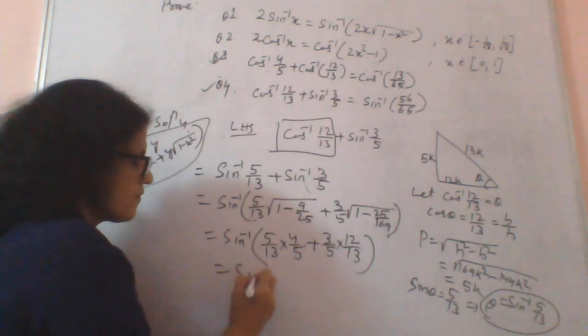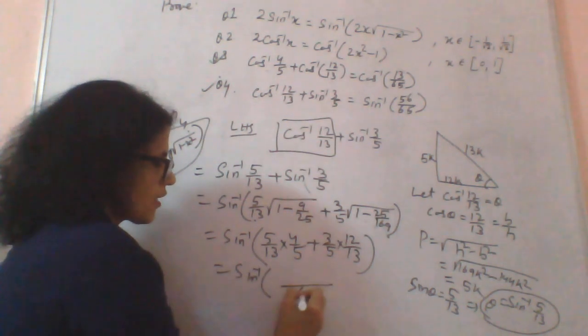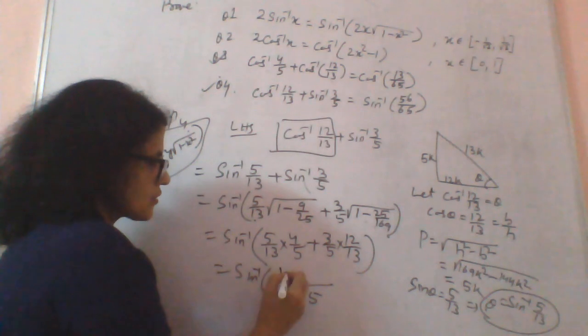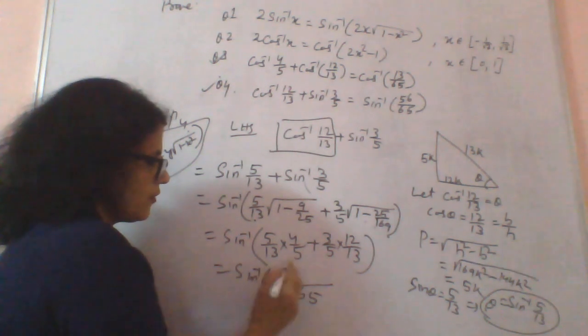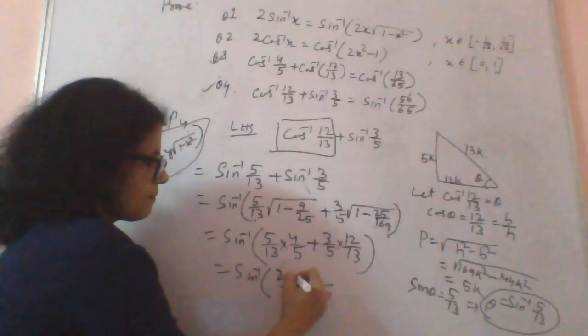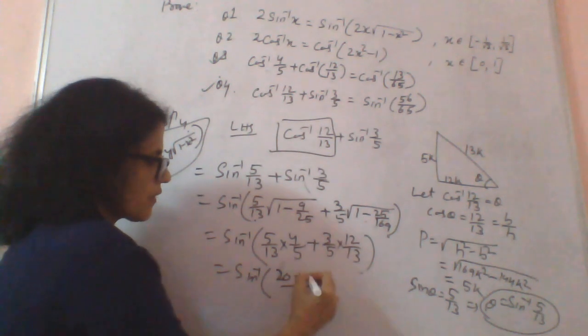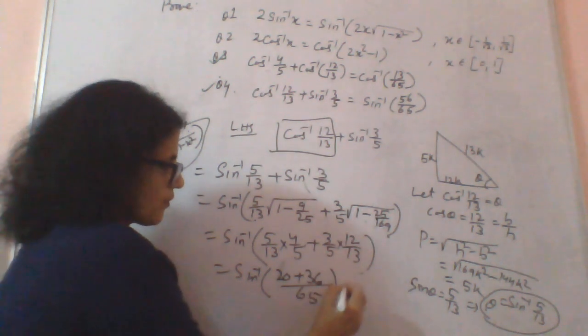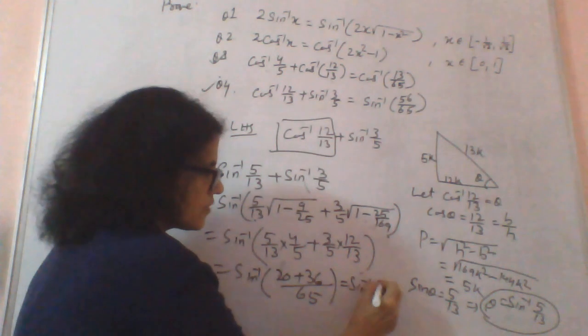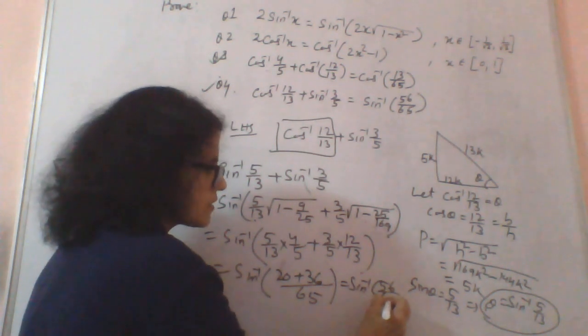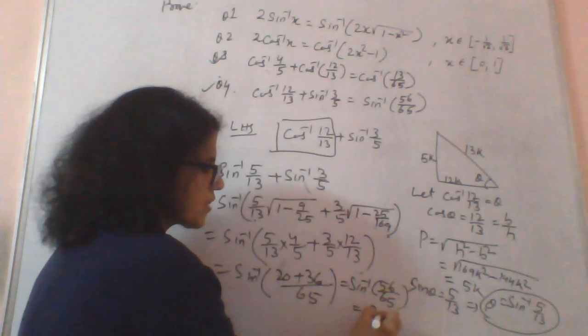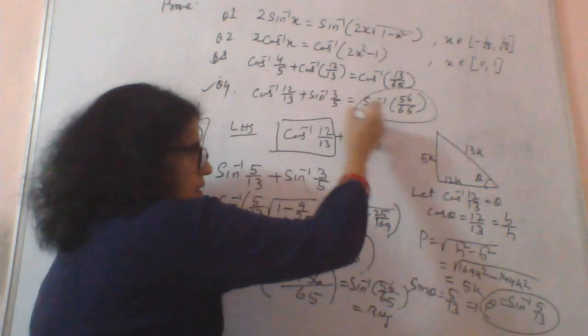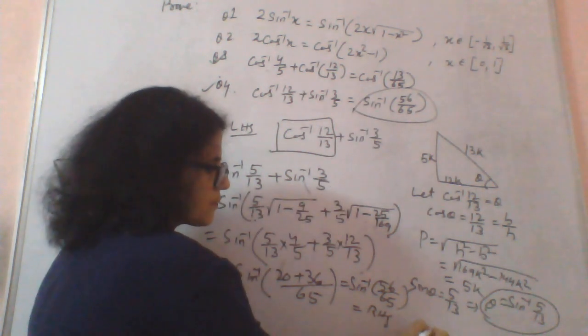So sine inverse, 65 is your LCM. 5 into 4 is 20 plus 3 into 12 is 36. Okay, so you are getting sine inverse 56 by 65. I think this is our RHS, right? So RHS, hence proved.